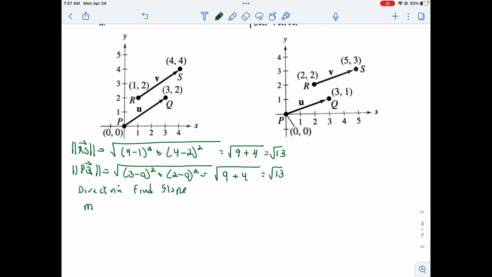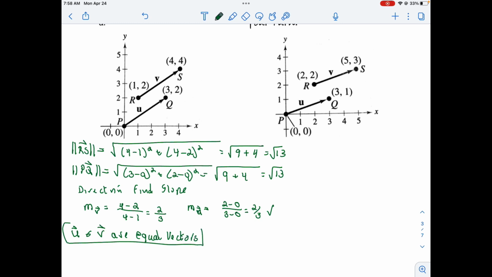Well, you find the slope. So we can find the slope of vector v. Remember, slope is y2 minus y1 divided by x2 minus x1. And so for vector v, that would be a slope of 2/3. And then I can find my slope for vector u, which is y2 minus y1 over x2 minus x1, which gives us the same slope. So I can say vector u and vector v are equivalent vectors. All right, you try the next one.